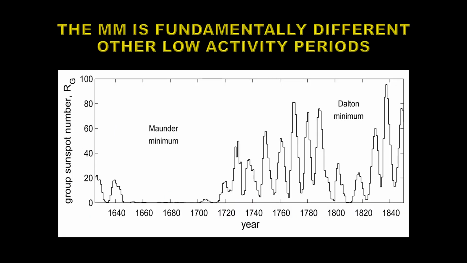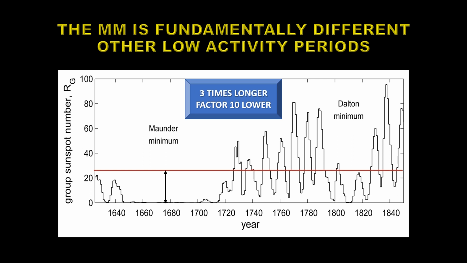When you look at the Maunder minimum in detail, you find that it's fundamentally different from the other low activity periods like the Dalton minimum. The Maunder minimum is long. It's 7 cycles long, whereas these other periods are just 1 or 2 cycles long. This is about the average for the Dalton minimum. And you can see that the Maunder minimum is at least a factor of 10 lower than the Dalton minimum. So we can conclude that the Maunder minimum is 3 times longer than any of these other cycles and a factor of 10 lower. So this is a fundamentally different period of solar activity than the Dalton minimum or the minimum at the beginning of the 19th century.